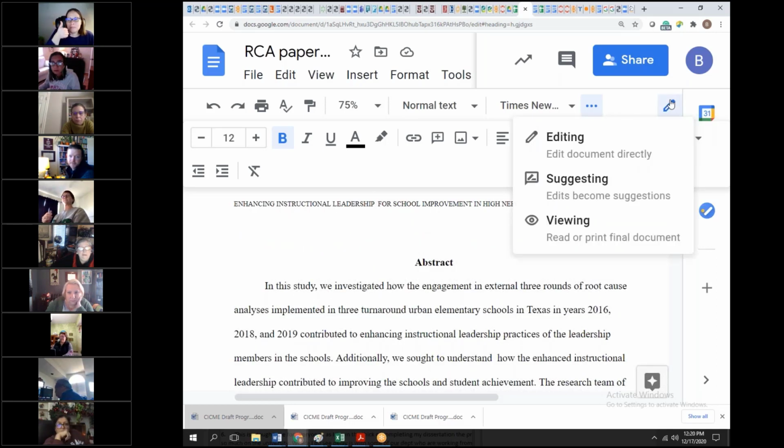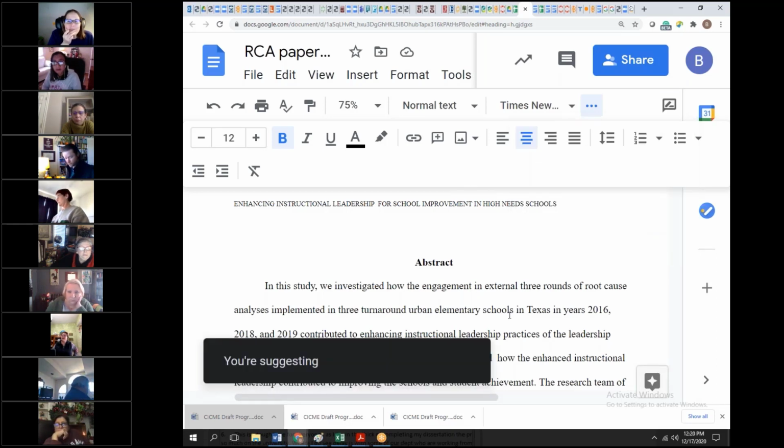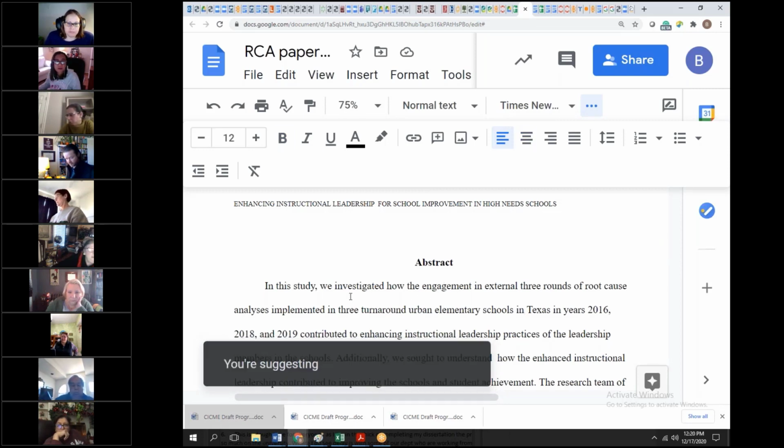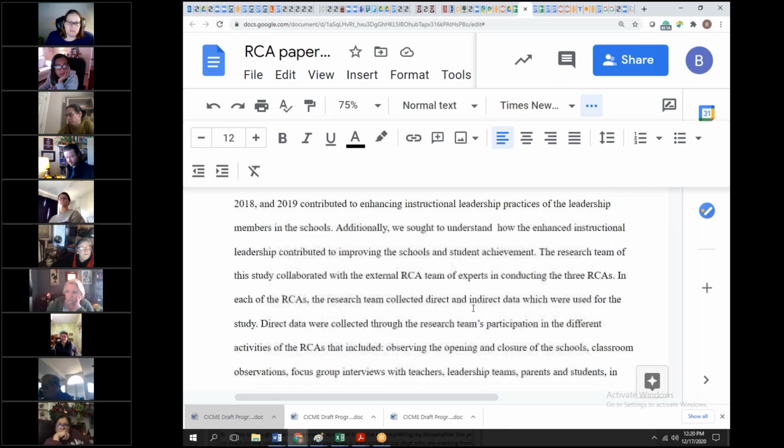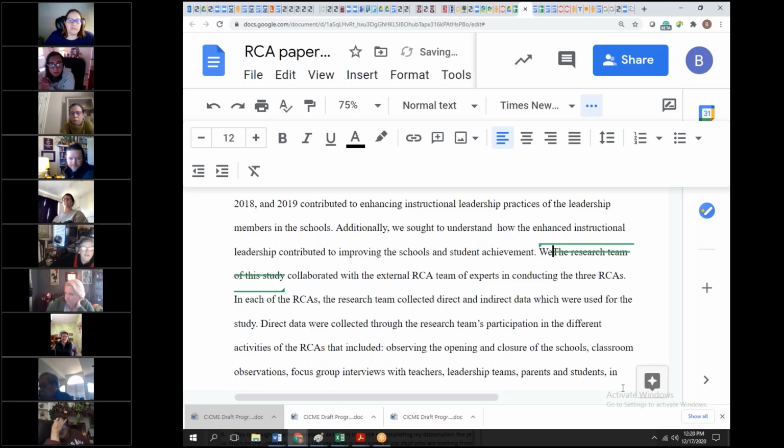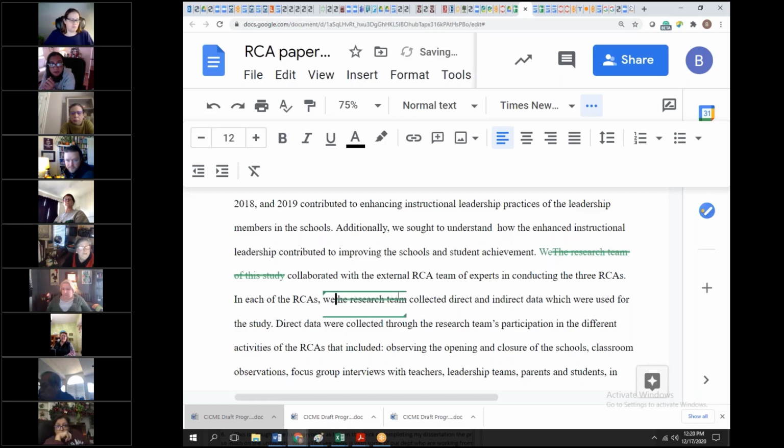So here's another thing that I want to show you. If you turn on suggesting, that becomes like track changes. So we use that. Okay, so I'm suggesting now. In the abstract, you also use we. There's another thing here. So what would we do with this? Okay, so we're going to change that to we. Again, in the abstract, we'll continue to use we. We use first person. It could be I if it's one person.